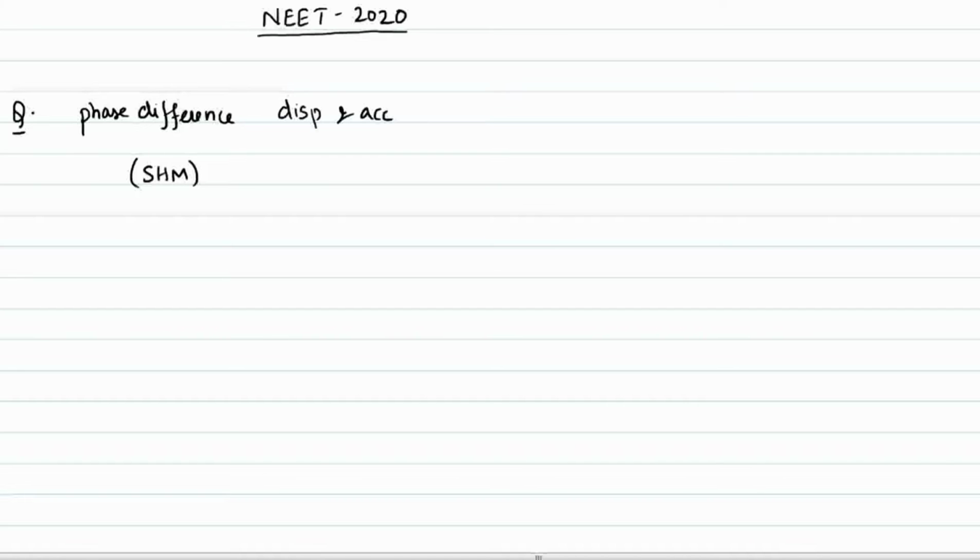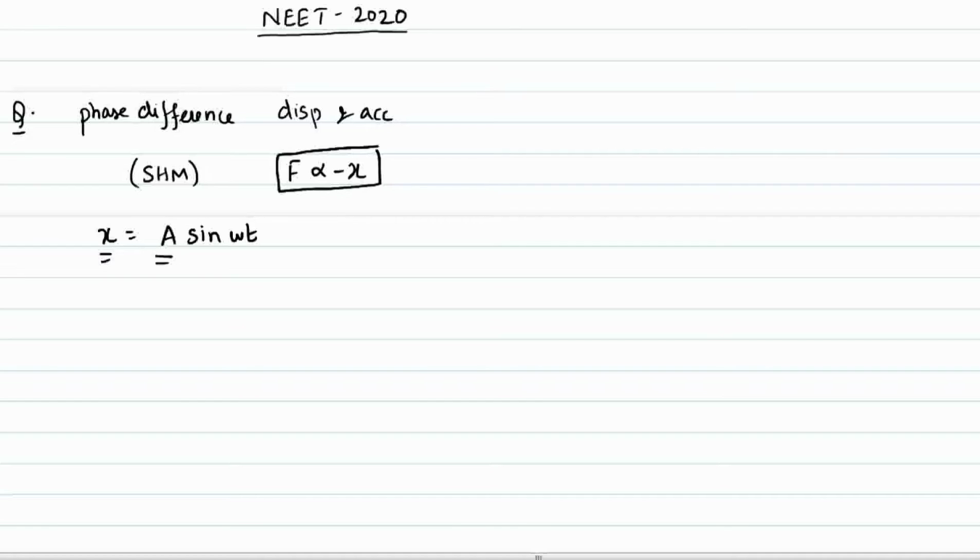So for SHM, the equation for displacement is x = a sin omega t. This is the equation for displacement in SHM. The condition for SHM, the force should be proportional to the displacement and in the opposite direction. This is the condition to satisfy that the body is performing SHM. But the equation for displacement is x = a sin omega t, and the maximum possible value of displacement is a, the amplitude. It's also called as the amplitude.